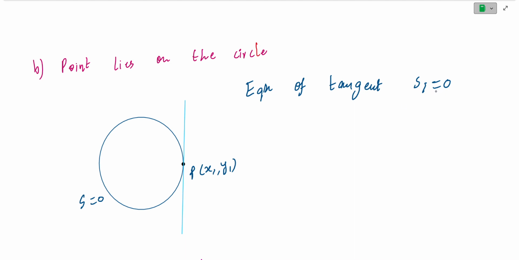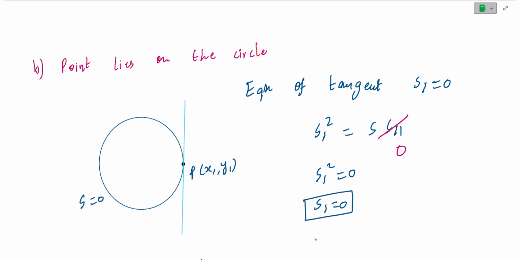How I got this conclusion is, from the previous discussion, the pair of tangents equation is S1 square is equal to S into S11. Since the point lies on the circle, the S11 value here is 0. So S into 0 will be 0, and we get S1 square is equal to 0, which means S1 is equal to 0.